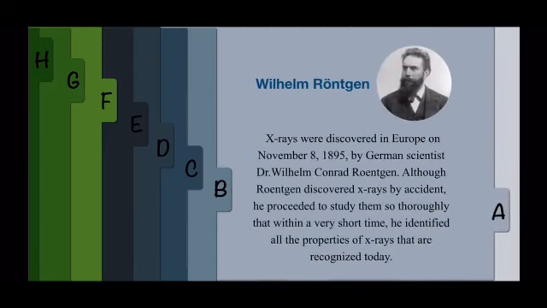This German scientist has found the X-ray. William Röntgen discovered them by accident in Europe on November 8, 1895. Although his discovery was an accident, he proceeded to study the X-ray so thoroughly that within a very short time he identified all the properties of X-ray that are recognized today.